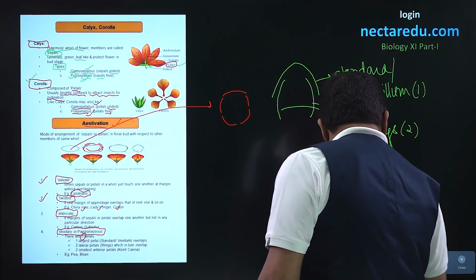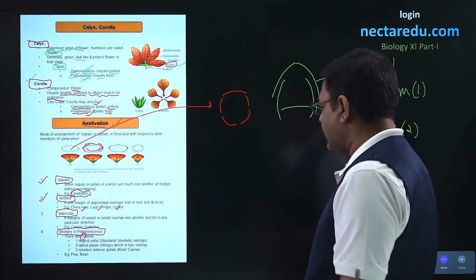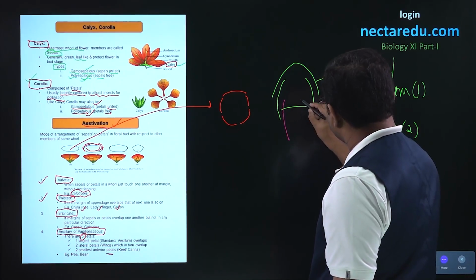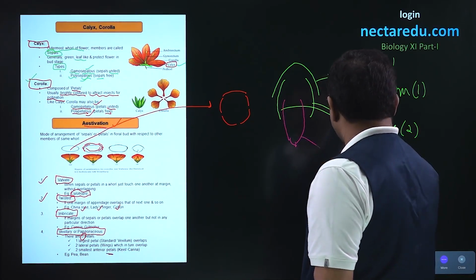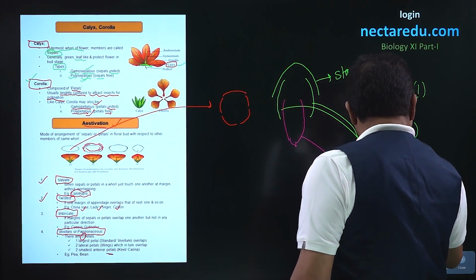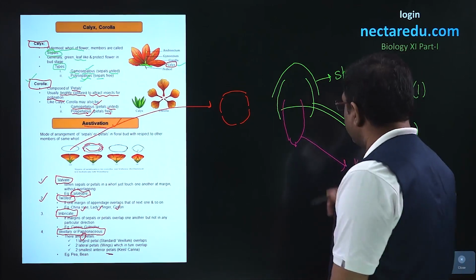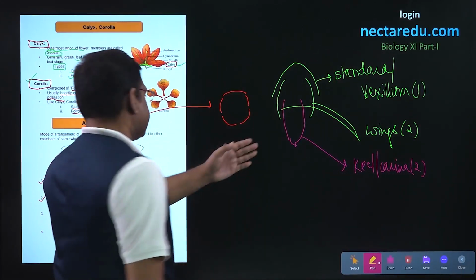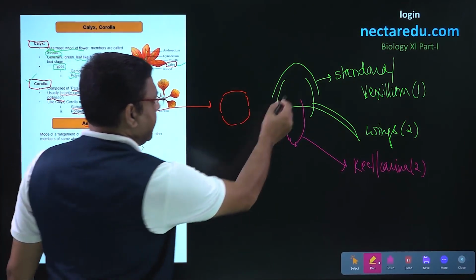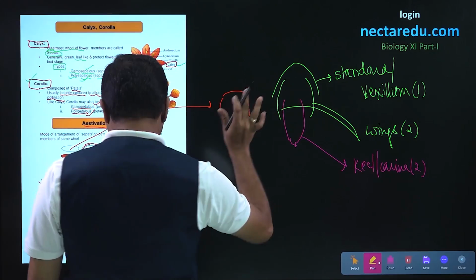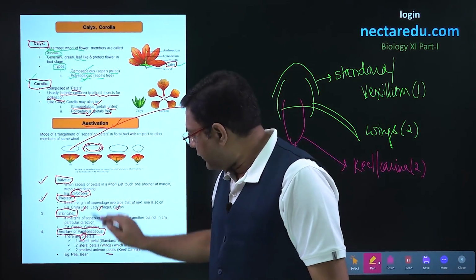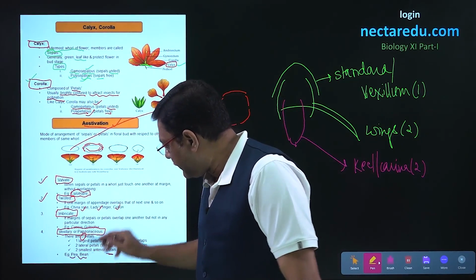And then there will be 2 more petals which will be present, and these will be in the shape of keel or carina. So this is keel or carina, and these are again 2 in number. So this particular structure is called vexillary or papilionaceous estivation, and in all there are 5 which are arranged like this. Common examples of vexillary or papilionaceous estivation are the pea plant or the beans.